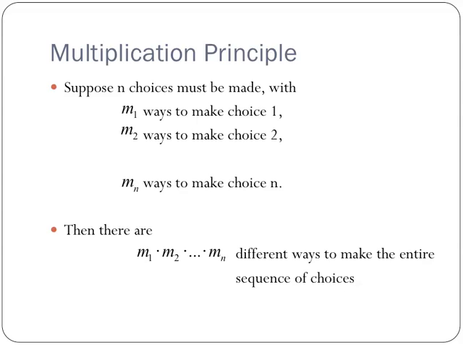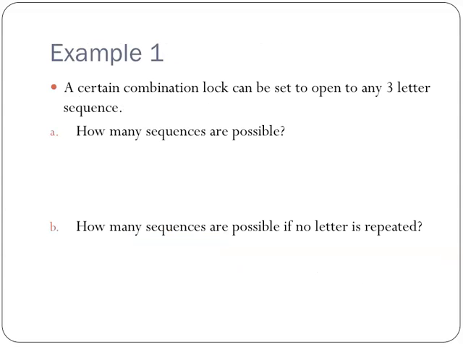Let's take a look at an example. A certain combination lock can be set to open to any 3-letter sequence. How many sequences are possible? Now you can see how this is going to get us into probability, because we want to know how many different ways there are. So you're really coming up with the number that's typically on the bottom when you're talking about probabilities. So how many sequences are possible with this combination lock?